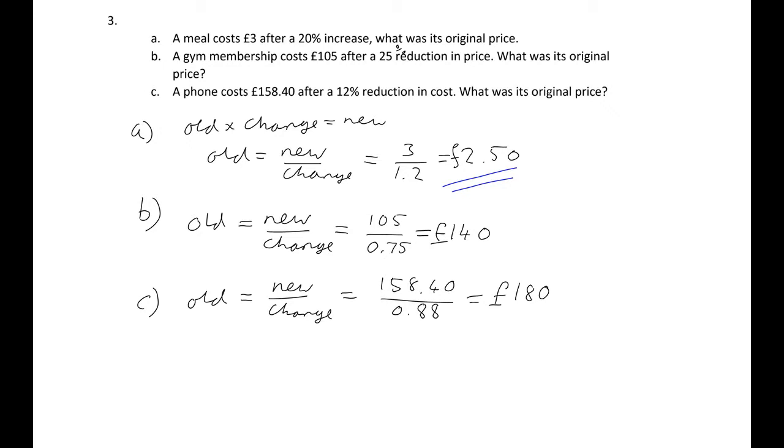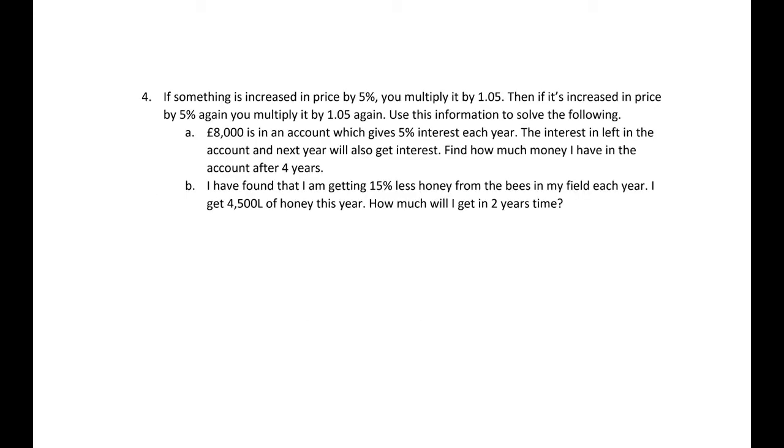There we go, that's question 3 done. Right, question 4. And question 4 is a bit tougher. So, if something is increased in price by 5%, we now know at least that we times it by 1.05. If it was then increased again, we times it by 1.05 again.